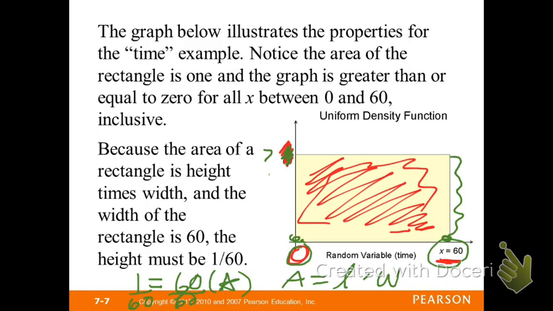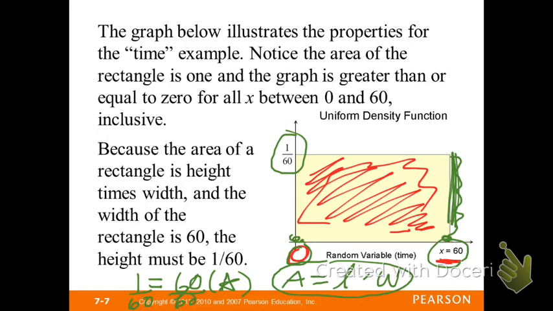So now when I erase this, that's how we know that the height of the rectangle is 1/60th. So if you're drawing it on your own, you have to think about what x ranges from, 0 to 60, and then think about what the height of your rectangle is going to be, knowing that the area needs to be 1. Okay, that's phase 1, is to draw it.